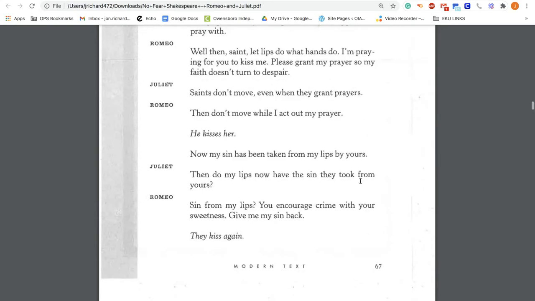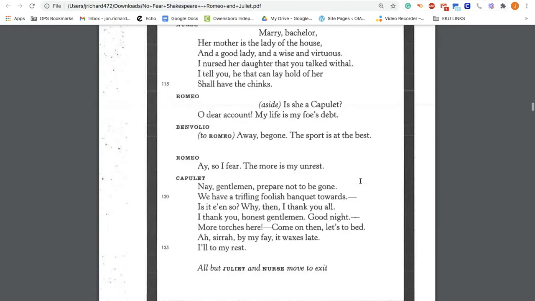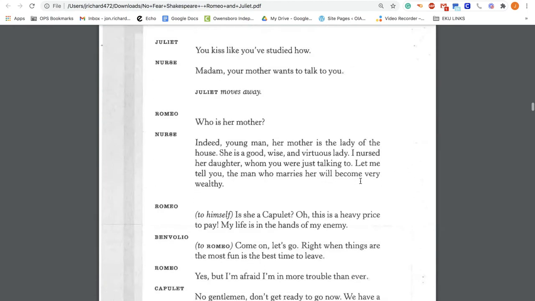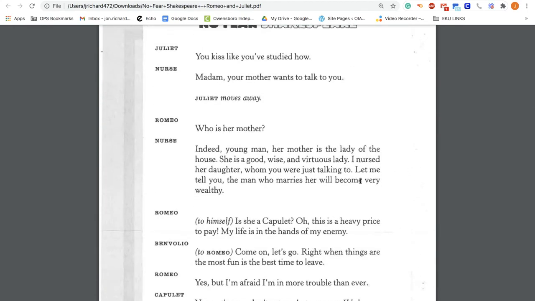They kiss again. Sorry. You kiss like you studied how. Madame, your mother wants to talk to you. Juliet moves away. Who is her mother? Indeed, young man. Her mother is the lady of the house.